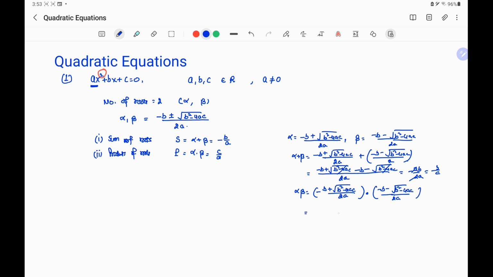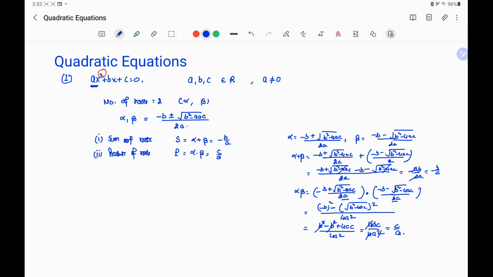Now using the identity, the numerator is of the form a plus b into a minus b, and it will come minus b square minus, and another term is b square minus 4ac square, divided by 2a into 2a, that is 4a square. So we will have, on squaring, b square minus 4ac, and outside is negative, so we will have minus b square plus 4ac by 4a square. B square and b square get cancelled, so it is 4ac by 4a square, and 4a gets cancelled, that means it is equal to c by a. That value we have written here.